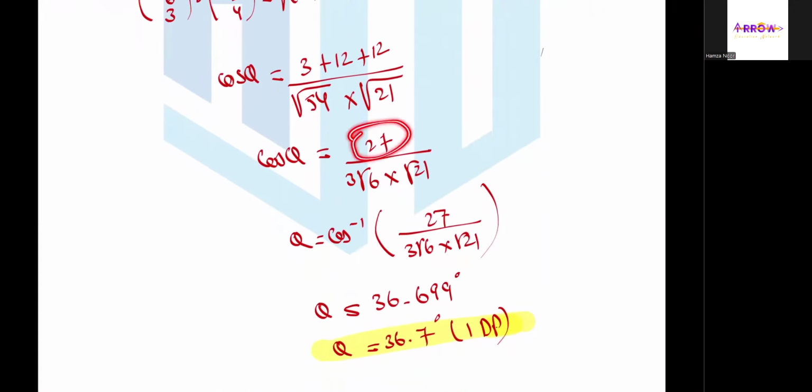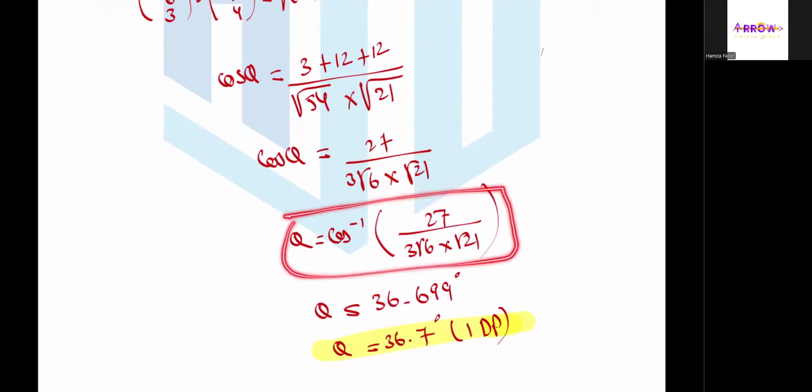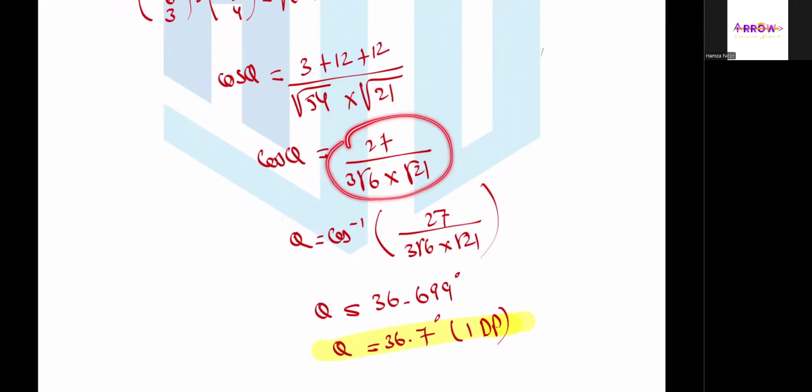So cos theta will be equal to 27 divided by 3 root 6 times root 21. The simplified surd form of root 54 is 3 root 6. It's not compulsory to write the simplified surd form; you can use root 54 as well. That's perfectly fine. So theta is equal to cos inverse of this complete value. Since we have a positive value of cos theta, since the scalar product is positive, theta will be acute.